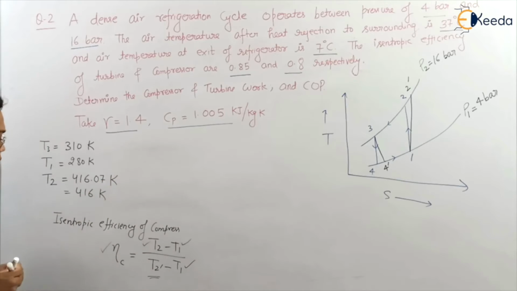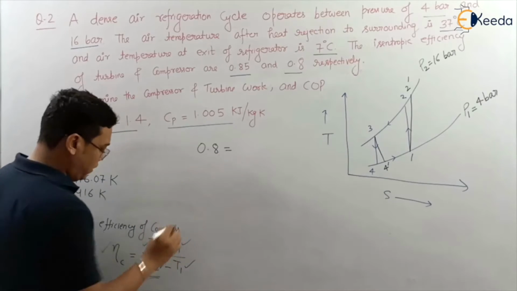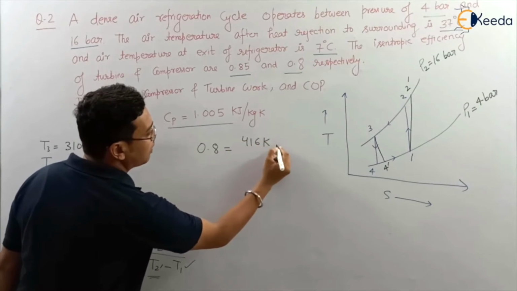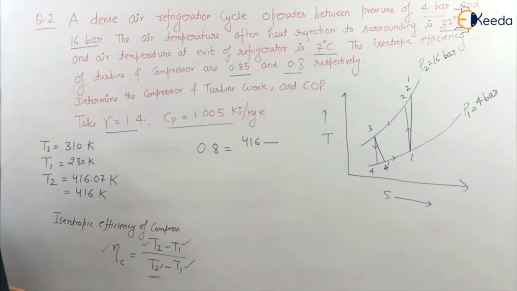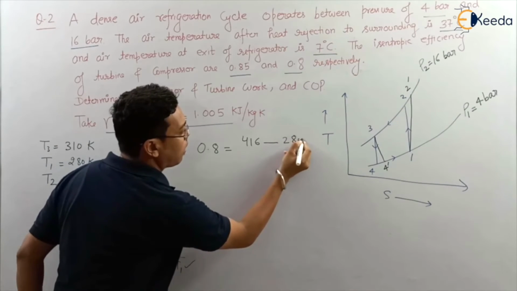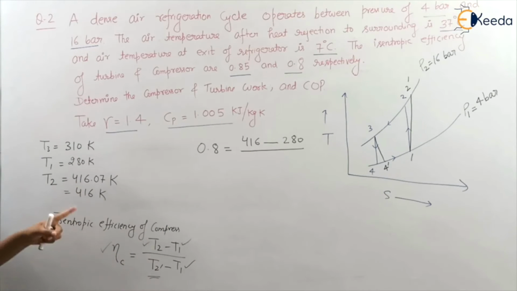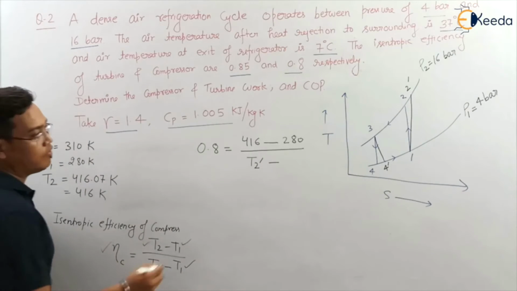Okay. Now I have to calculate T2 dash. So we will put all these values in this equation. Efficiency of compressor, we know 0.8 it is given, and T2 you have calculated 416 Kelvin. Don't write Kelvin here directly because it is in plus minus case. 416 Kelvin, then T1 you know 280 Kelvin, divided by T2 dash. T2 dash we have to find out, minus T1. T1 is 280.